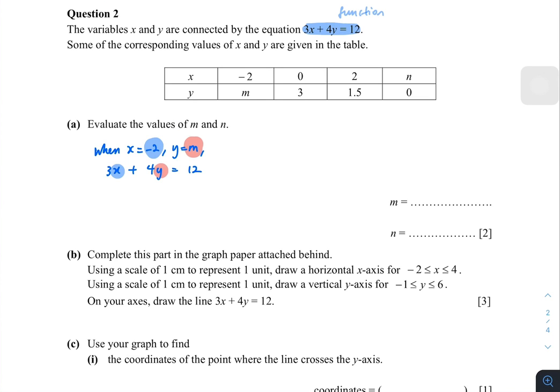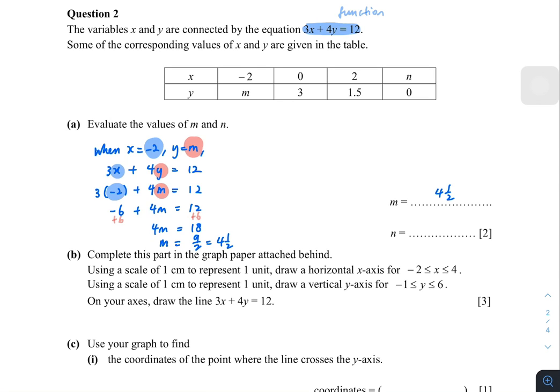So you will have 3x plus 4y equals 12. If you can spot the colors, it's just substitution. Let's simplify. 3 times negative 2 will be negative 6, plus 4m equals 12. Then it will be back to our usual math. Plus 6 on both sides, so 4m will be equal to 18. Divide by 4, so m will be equal to 4.5, or 9 over 2. Okay, 4.5.